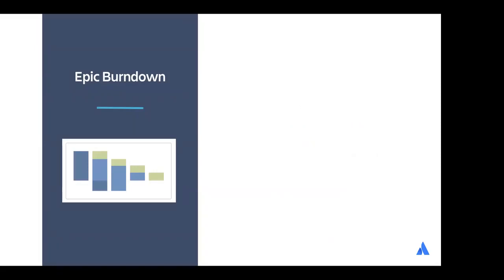The third report is an epic burndown. And recall that an epic is like a large user story that can be broken down into its individual smaller stories. Stories are hopefully completed in a single sprint, but the work for an epic, which contains all those stories, often spans many, many sprints. So you might want to track the epic burndown.